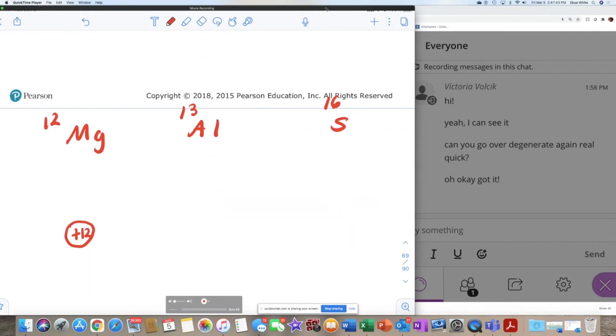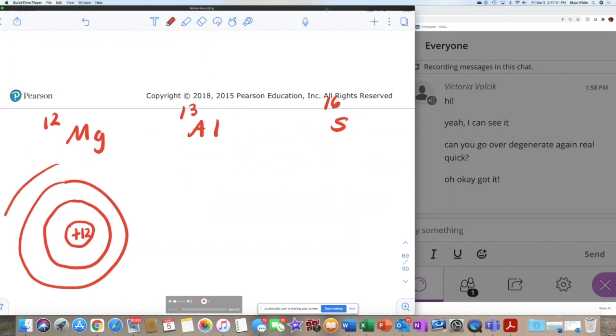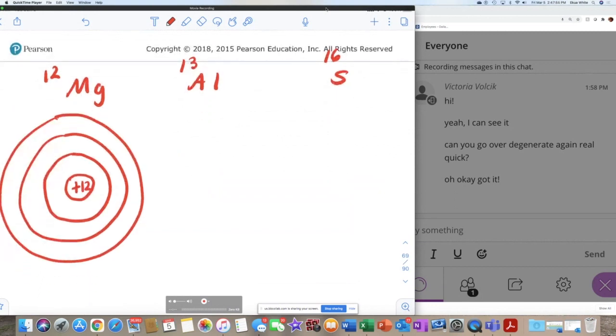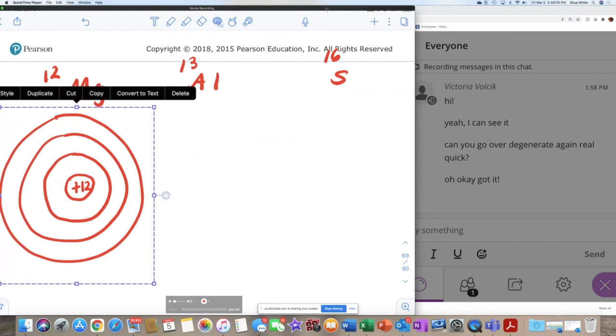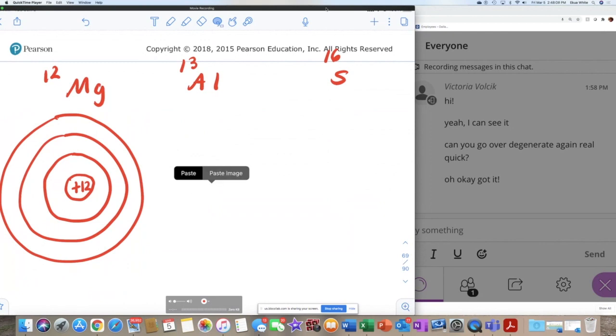Can I draw these side by side? Maybe not. I'm not sure. I need 3 circles for these. Maybe I can. 1, 2, 3. Okay. Each of these needs 3 circles, right? Because magnesium is on energy level 3. Aluminum also requires 3 circles. Let me see if I can copy and paste it. That will make my life a lot easier. Can I copy and paste this? Copy, paste.